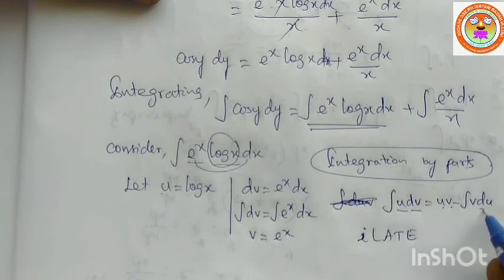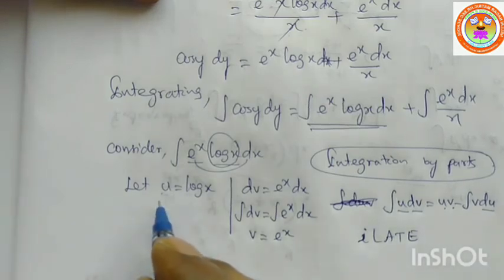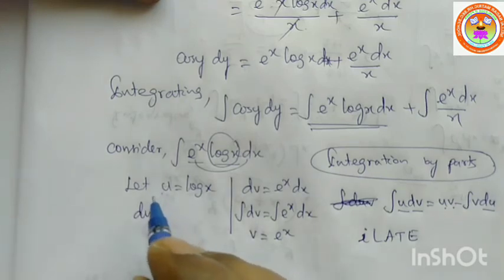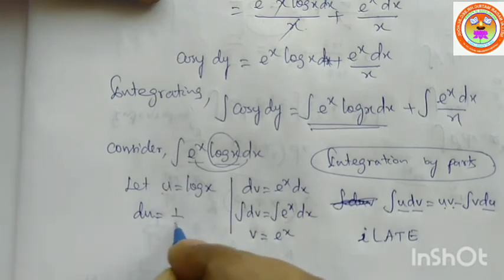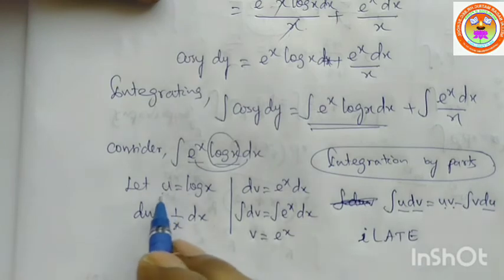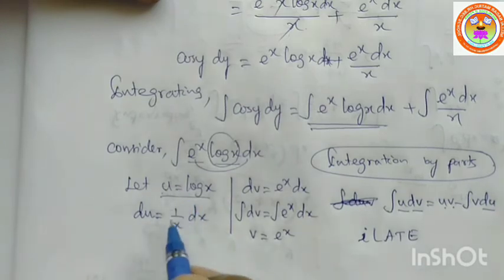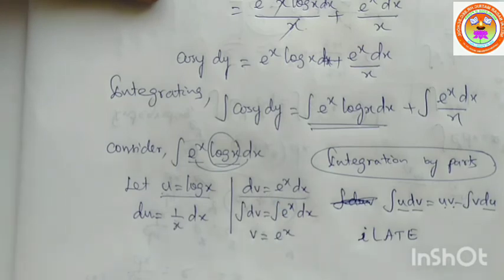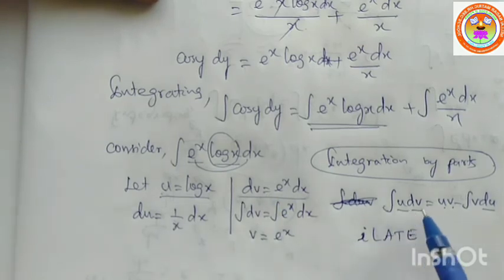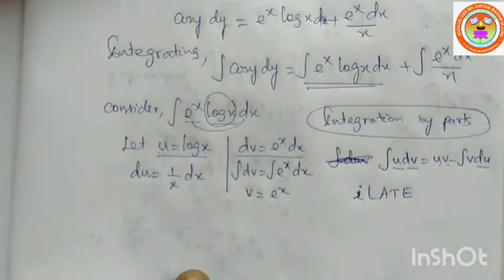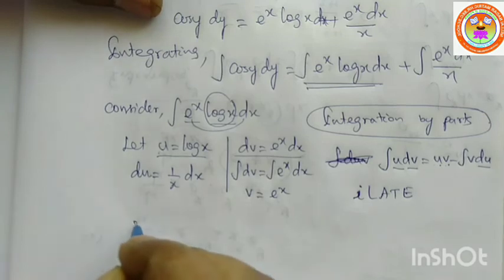Then we need du. So this function we have to differentiate. So du is equal to differentiation of u is du, differentiation of log x is 1 by x dx. Or simply we can do the first function differentiate, the second one we have to integrate. Okay, so now we got the required terms u, v and du. Now apply the formula here.